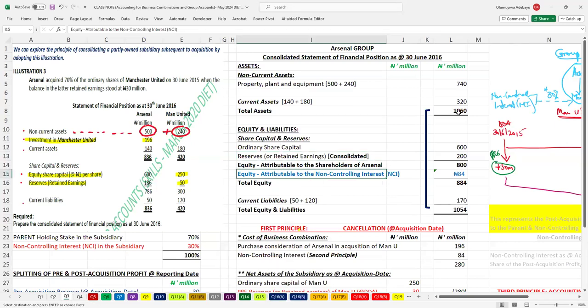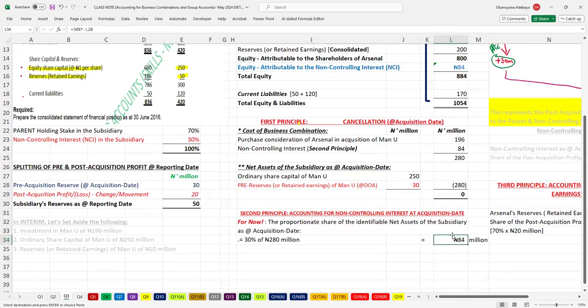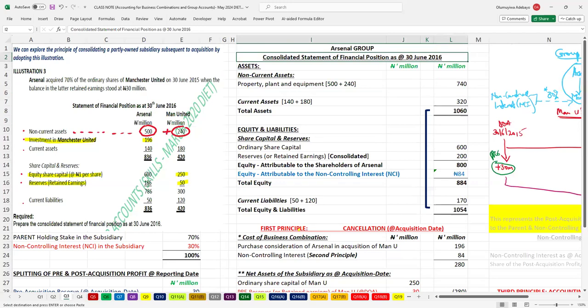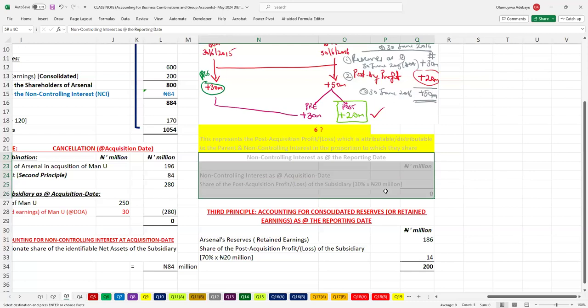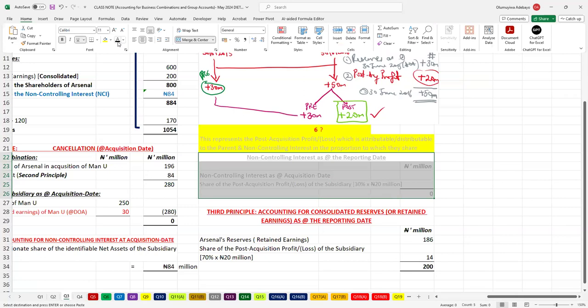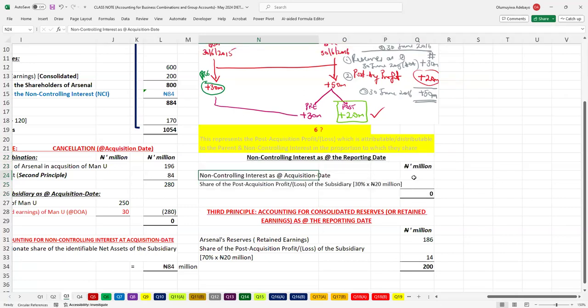Upon that, he still did not agree. 1060 and 1054. Why? Because also, non-controlling interest, we are still carrying 84, which is at the date of acquisition, but the date has changed a year after acquisition. Therefore, we need to now apportion the balance of that 20 million to the non-controlling interest. Now, what does non-controlling interest enjoy? Non-controlling interest initially was how much at acquisition? Was 84 at acquisition. Okay, now post-acquisition it is entitled to 30% of 20.